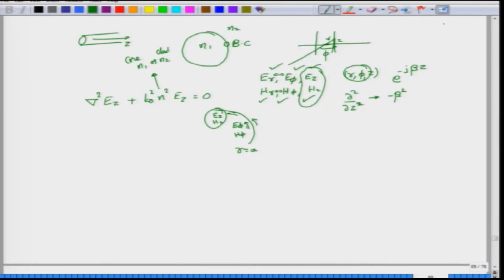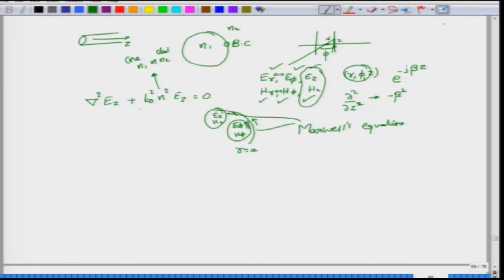So once we solve for Ez and Hz, we somehow need to solve for E phi and H phi, and this solution of course comes from relating them using Maxwell's equations. Unlike the case of planar waveguides, this relation is quite complicated. So I will not deal with it, I will leave it for you as an exercise.